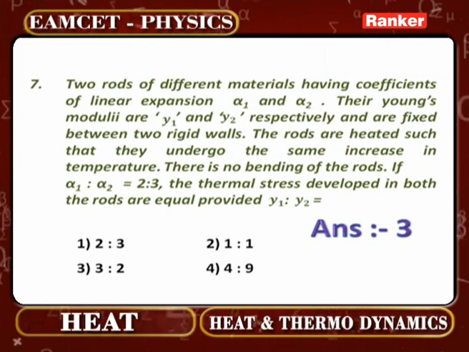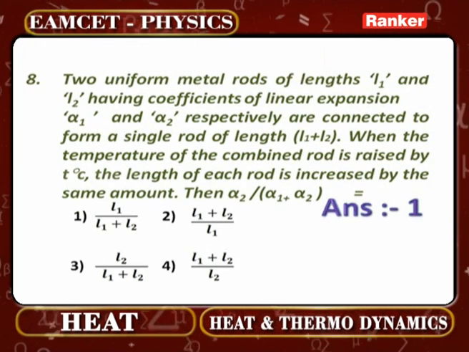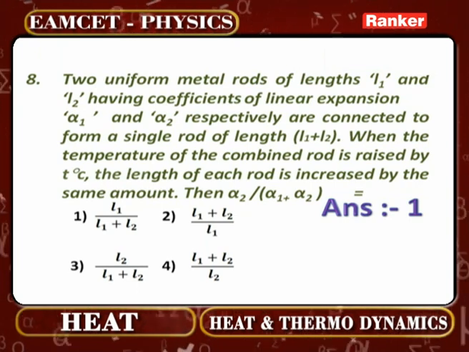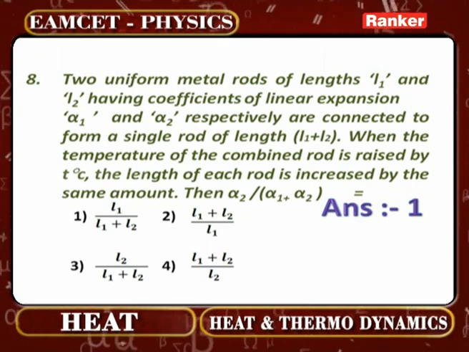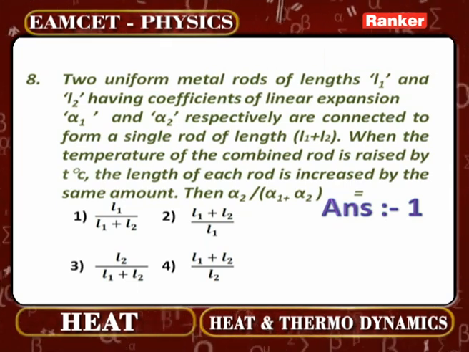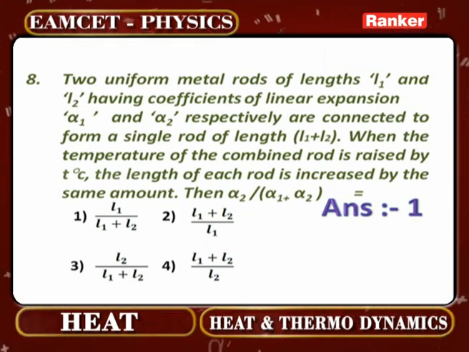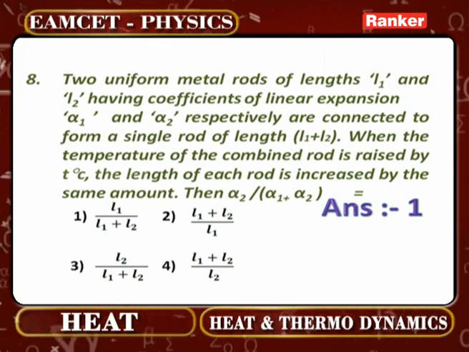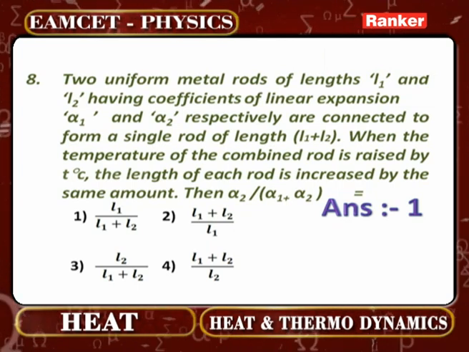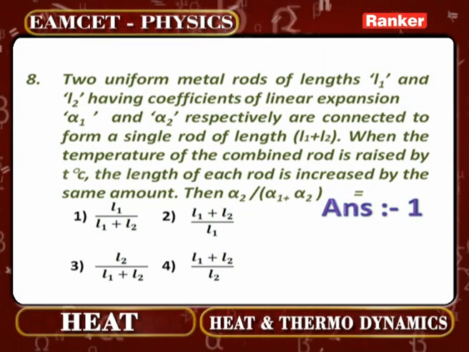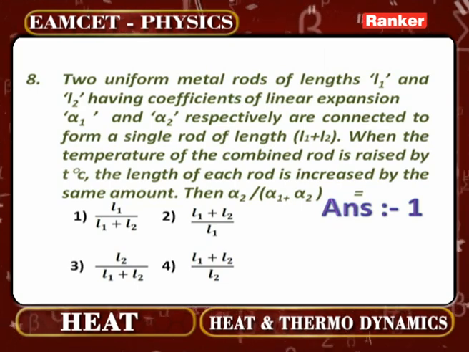Look at the next number, please. Two uniform metal rods of lengths L1 and L2 having coefficients of linear expansion alpha 1 and alpha 2 respectively are connected to form a single rod of length L1 plus L2. When the temperature of the combined rod is raised by T degrees centigrade, the length of each rod is increased by the same amount. That means what is increasing here? Length is increasing in the equal way.